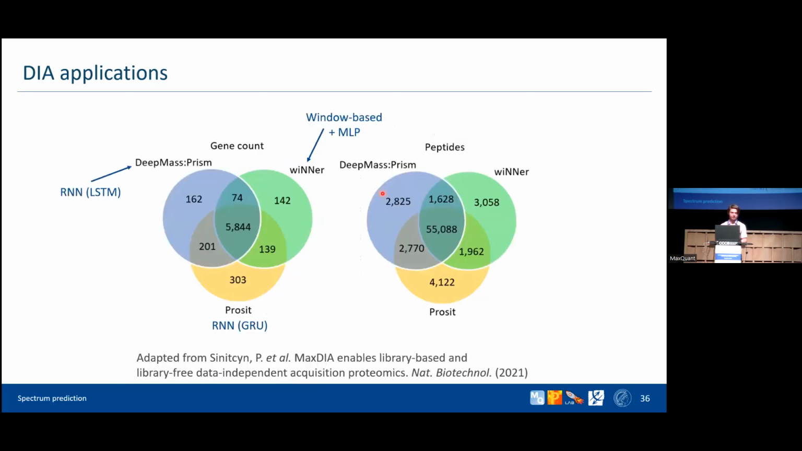What is also interesting, and Eugen briefly mentioned it, but I will repeat it because it's important, is how different predictors affect the results of the identifications. So here, the same DIA analysis on human samples was performed with spectral libraries from different models: DeepMass Prism, PROSIT, and VINA. And as you can see, there is a huge overlap in both the number of peptides and genes.